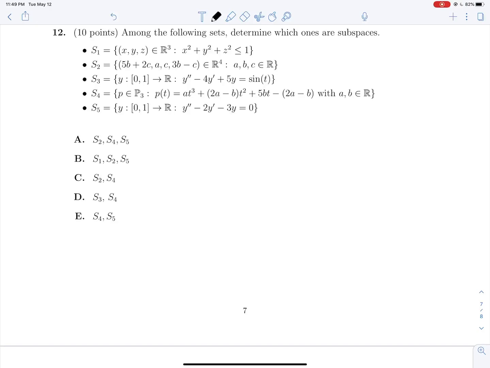What does that look like in R3? Well, that's just the sphere with radius 1, but it's all of the vectors that make up the interior of that sphere also. Now the thing is, what are our rules for subspaces? Our subspace has to include the 0 vector, which this one does. It has to be closed under scalar addition and vector multiplication. Nope, that's backwards. Vector addition and scalar multiplication.